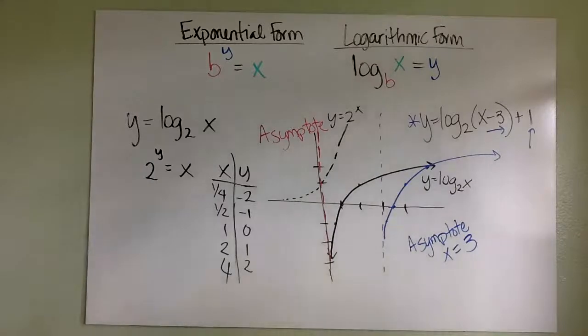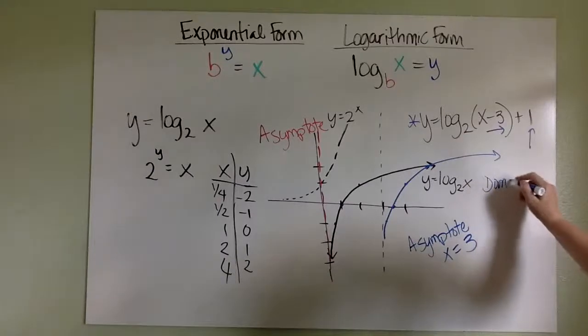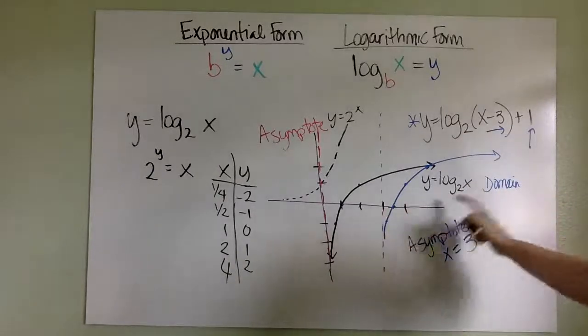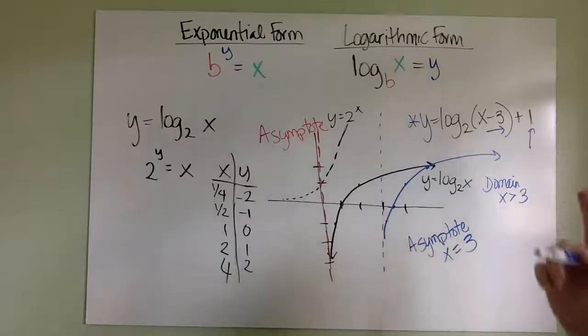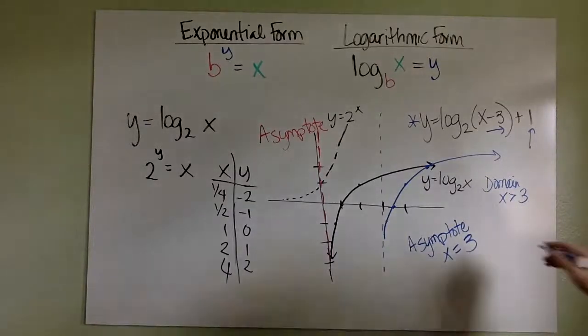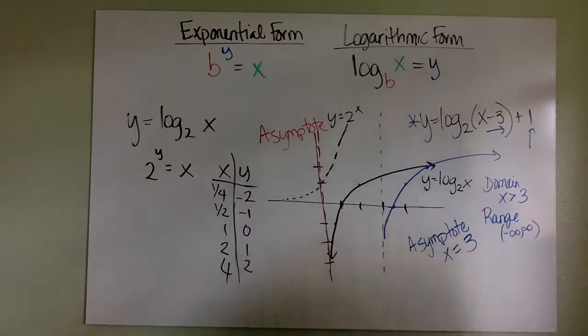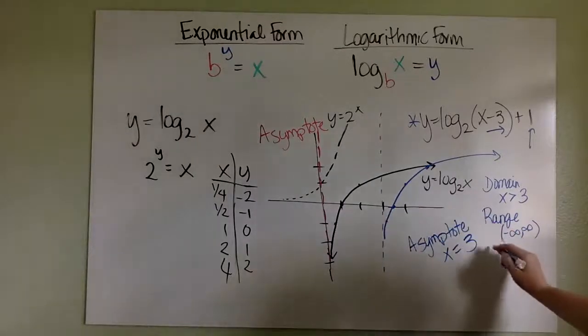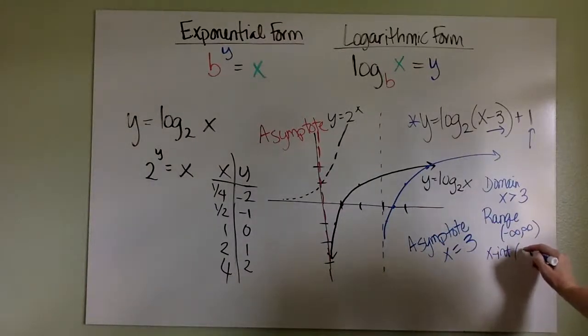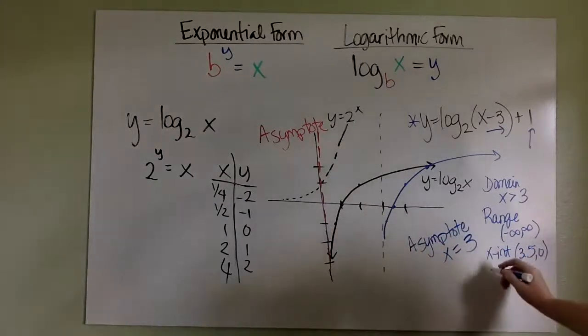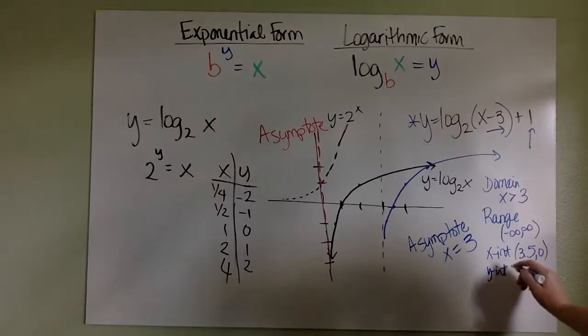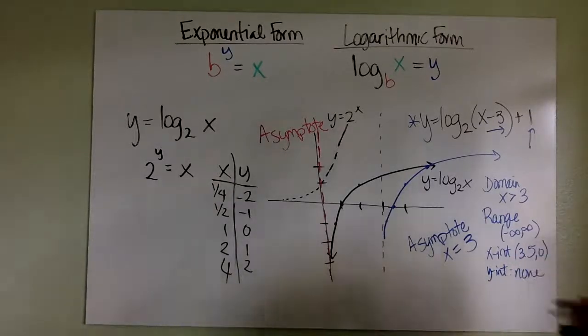Okay, so let's talk about the blue one that I have graphed here. What is its domain? Its domain would be everything greater than 3, not equal to 3, greater than 3. Its range would be all real numbers. It has an x-intercept at 3.5, and it does not have a y-intercept. And then its asymptote is at x equals 3.